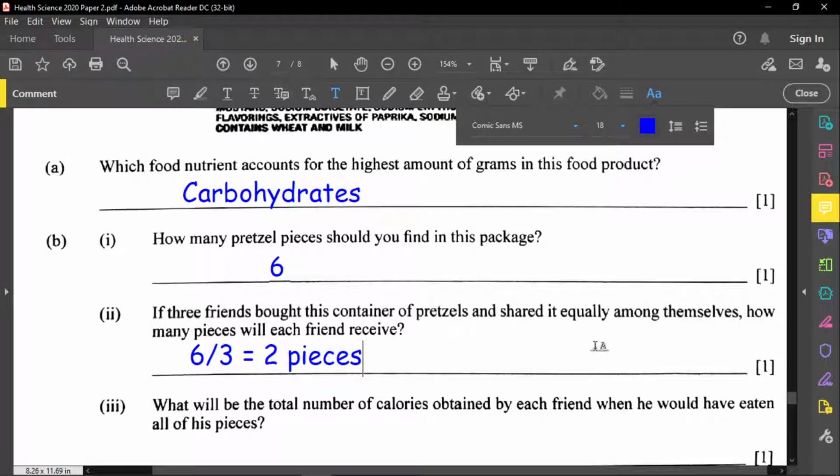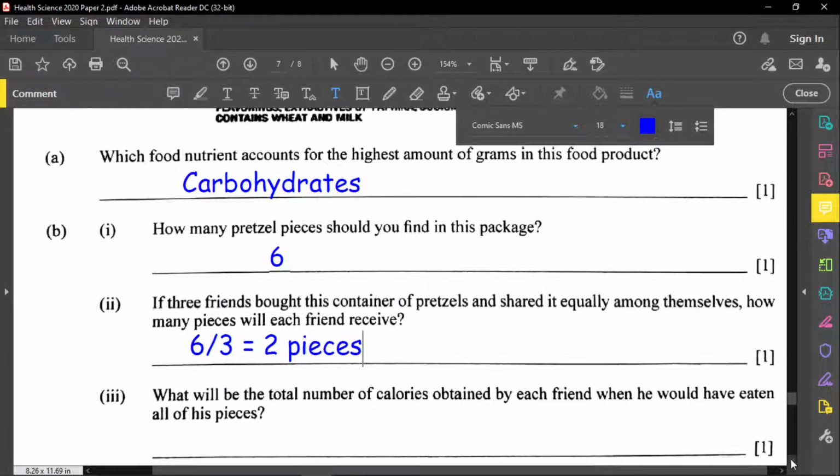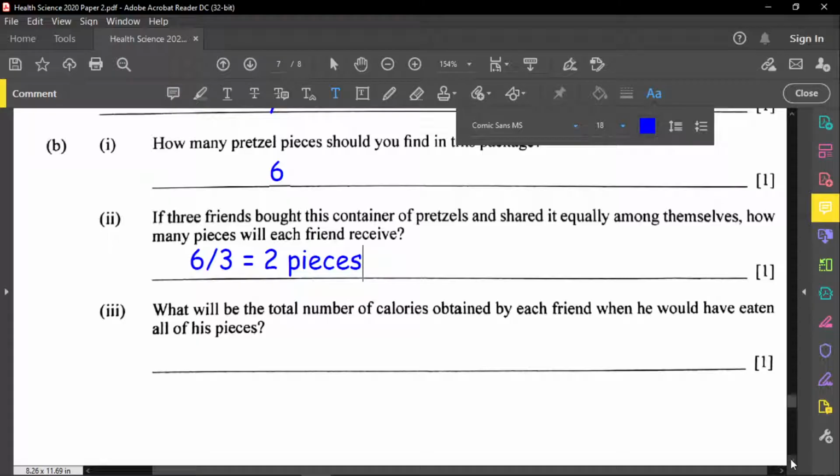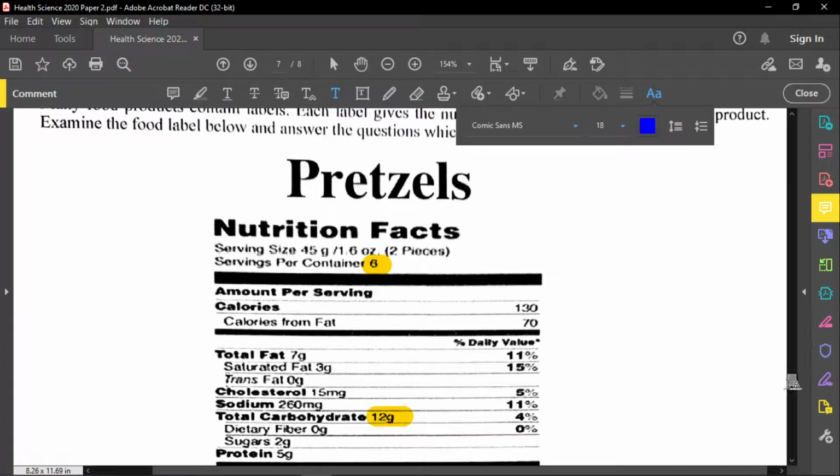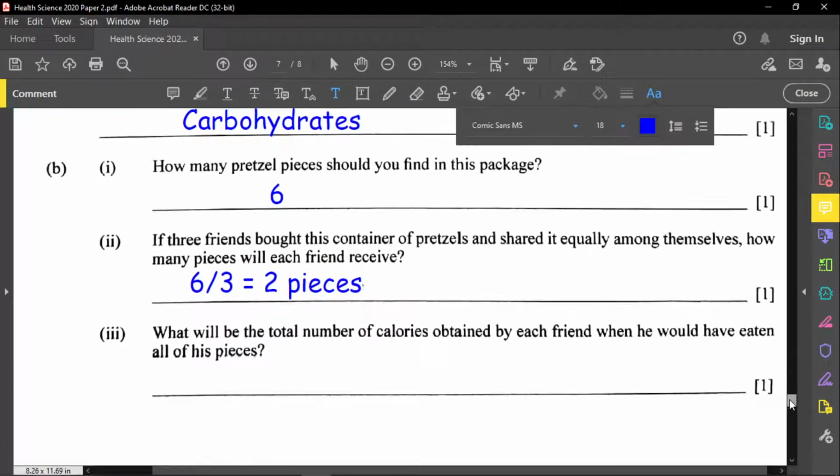All right, great. Now, the next part of the question said, what will be the total number of calories obtained by each friend when he has eaten all his pieces? Let's go back up here now, because the labeling gives us all of this. It said the amount per serving, so the calories per serving is 130. Remember, it gives us the information for 2 pieces. So the amount of calories right here will be 130.